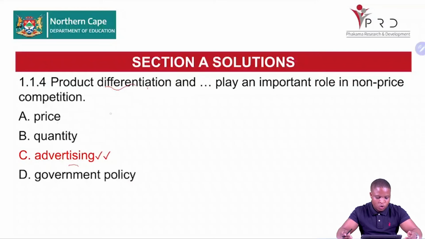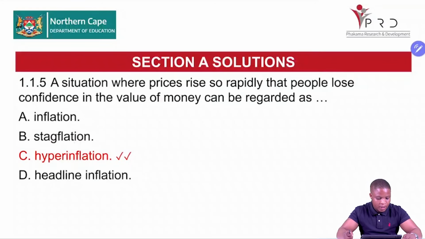So if you don't want to compete based on price, we can differentiate the product. We can't use price for non-price competition. We can't use quantity. We can't use government policies, but we can use product differentiation and your advertising.